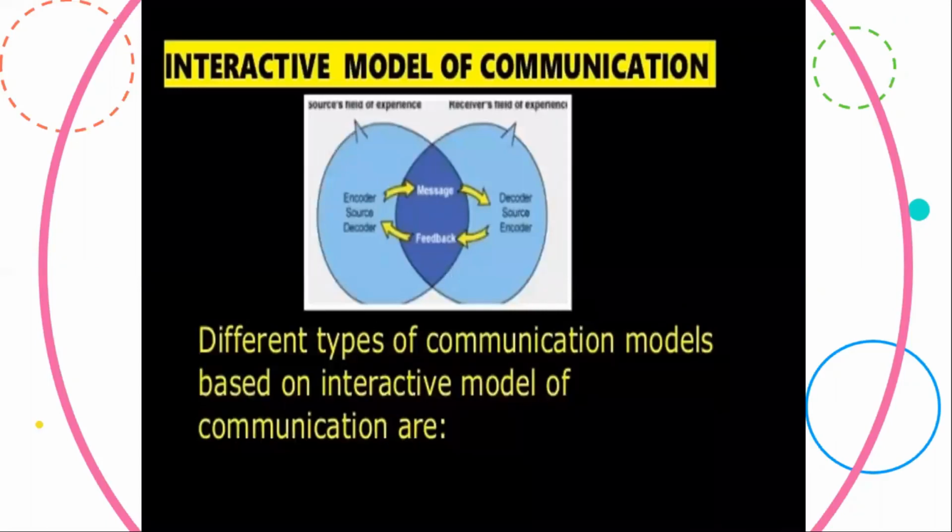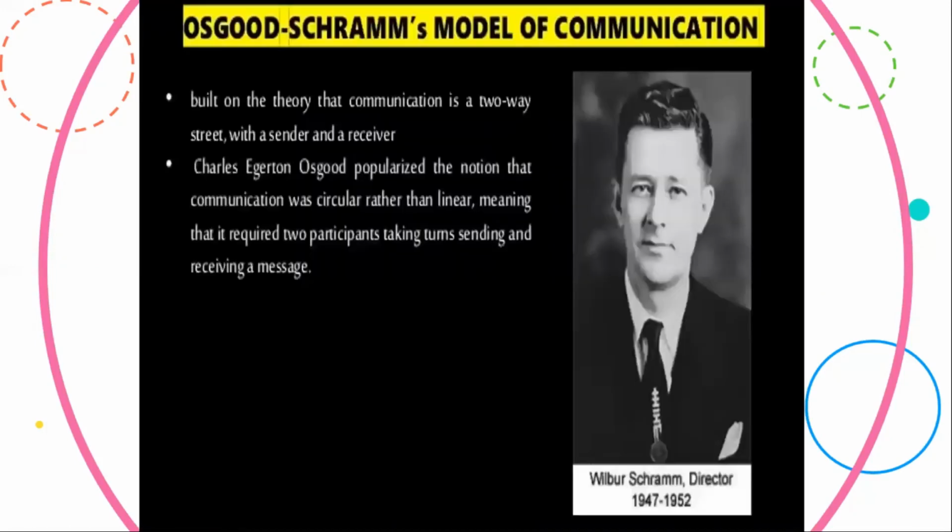There are different types of communication models based on the interactive model of communication, and these are Osgood or Crumb's model of communication. Crumb's model of communication is built on the theory that communication is a two-way street with the sender and the receiver. Charles Egerton Osgood popularized the notion that communication was circular rather than linear, meaning that it requires participants taking turns sending and receiving a message.